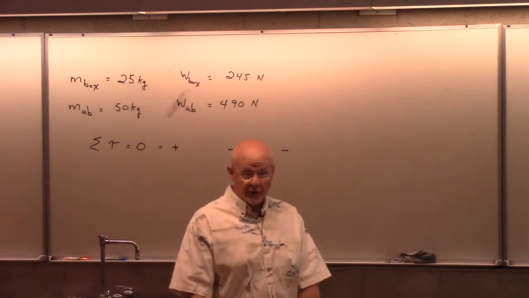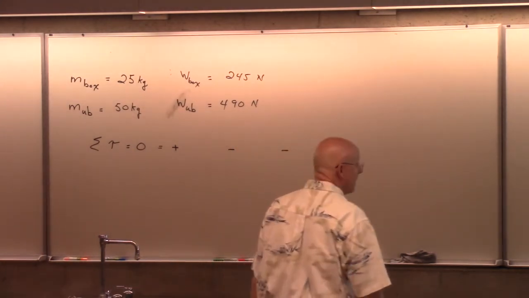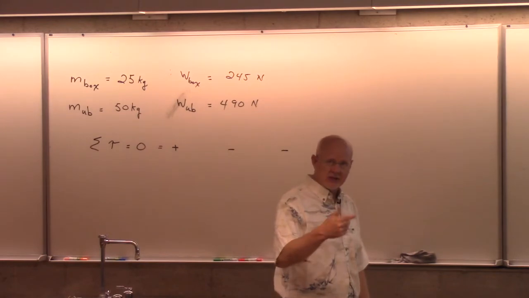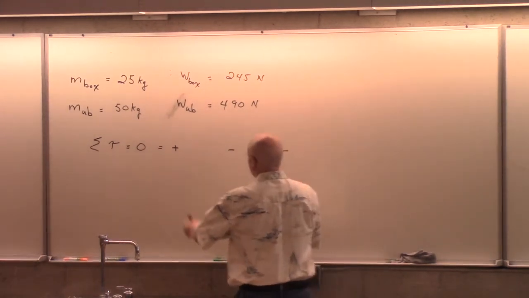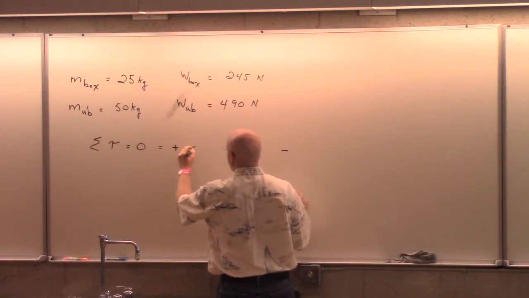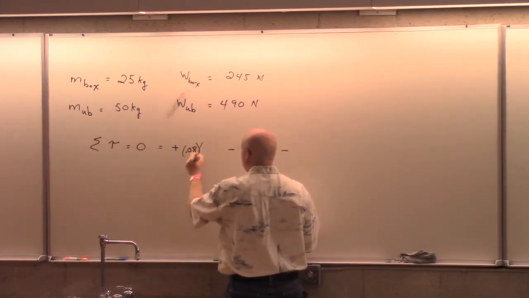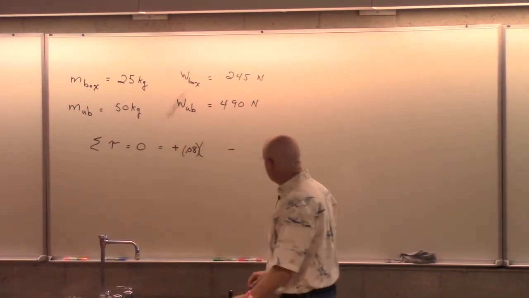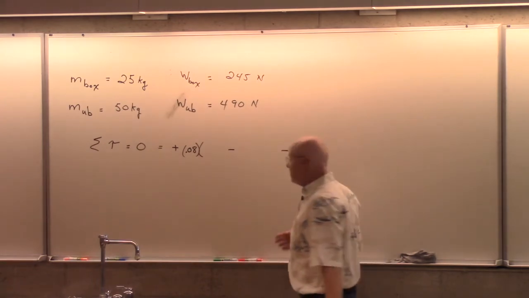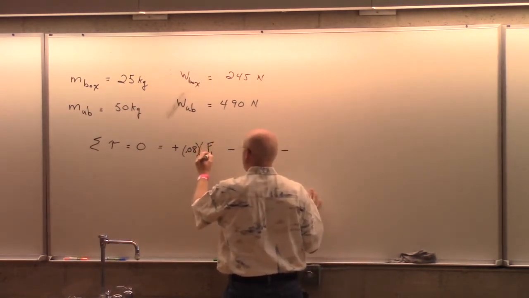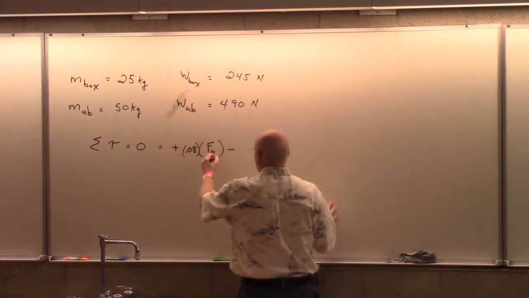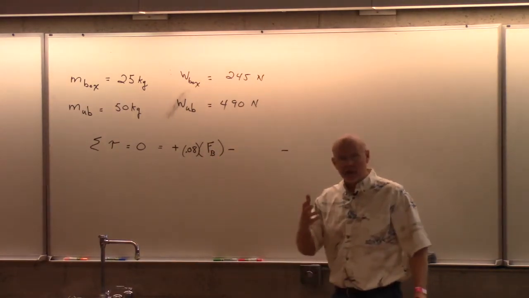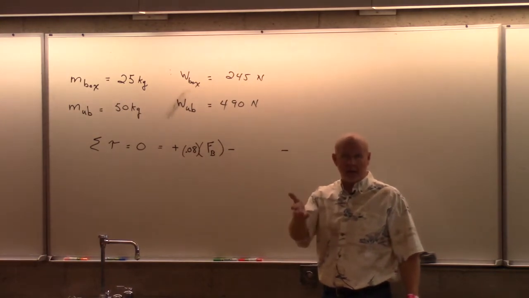I'll do the back one first. Let's just do perpendicular distance times the force. They said it was 8 centimeters, so I'm going to put 0.08 in meters. I'll drop the units for just a second there. And then times the force from the back muscle. The other two are negative. Those are the weight of the upper body and the box.